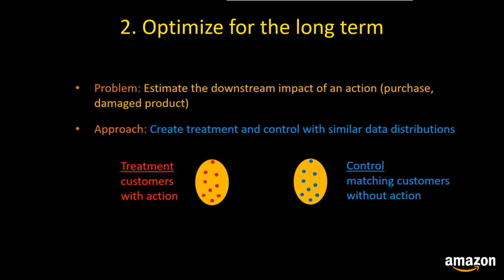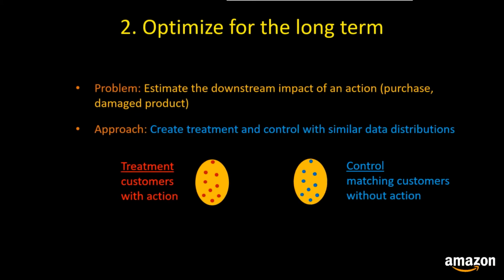At Amazon, we focus on the long term. So our ML solutions should also optimize for long-term value. Now, actions have a long-term impact or a downstream impact. A product purchase can lead to more purchases, thus resulting in an increase in profit. On the other hand, a damaged product may cause the customer to shop less on Amazon or even stop shopping on Amazon altogether. And this can lead to a reduction in profit.